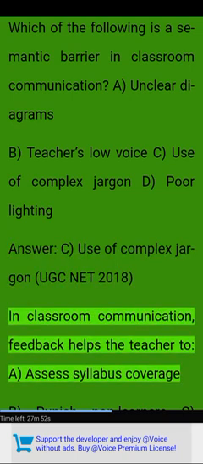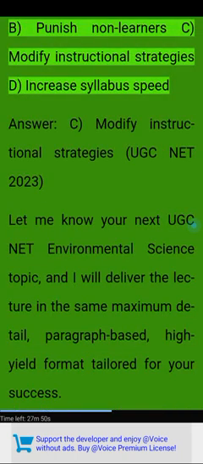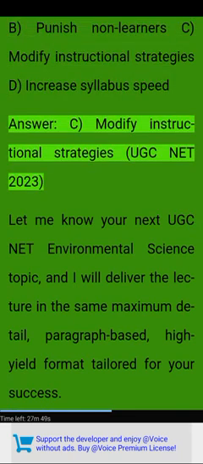In classroom communication, feedback helps the teacher to: A. Assess syllabus coverage. B. Punish non-learners. C. Modify instructional strategies. D. Increase syllabus speed. Answer: C. Modify instructional strategies. UGC NET 2023.